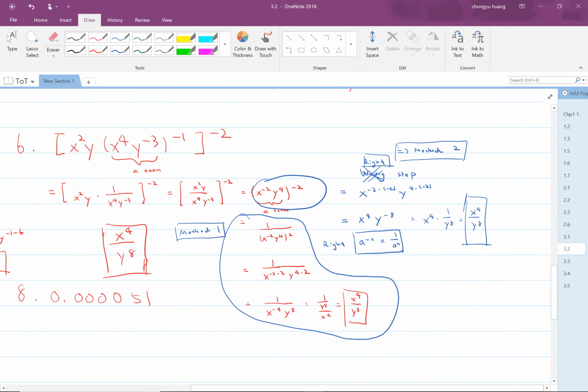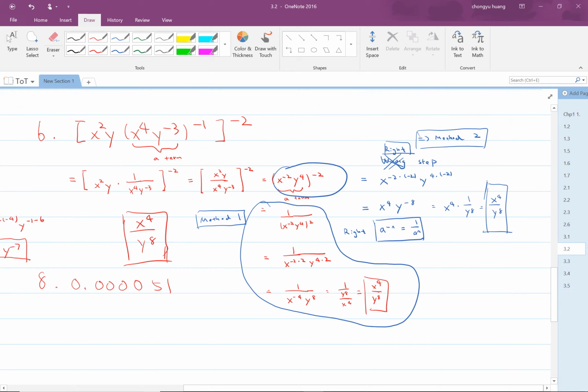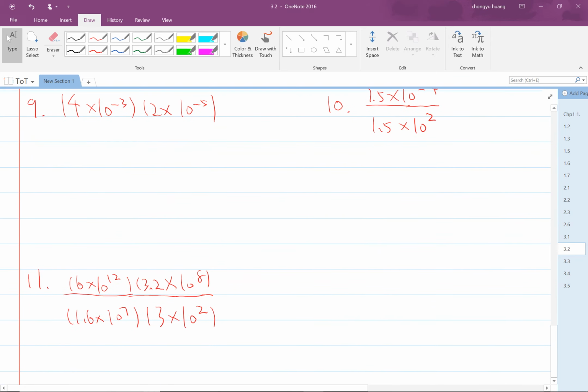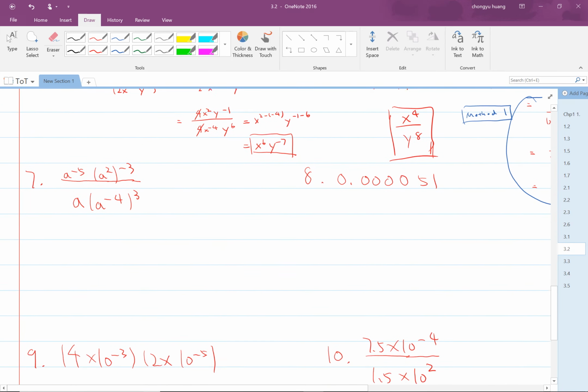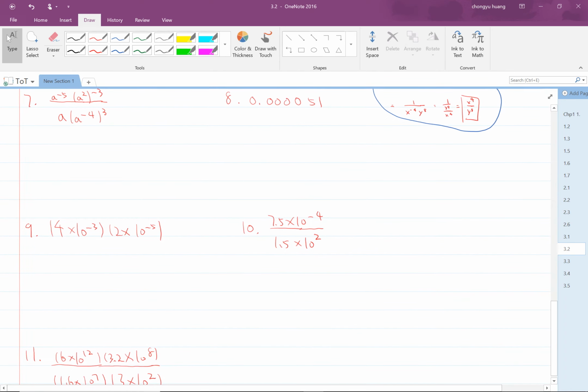Yeah, both of the methods will actually get you the right answer. Okay, so let's move into question 7. There's actually no more left. Okay, so we've got 5 questions left.